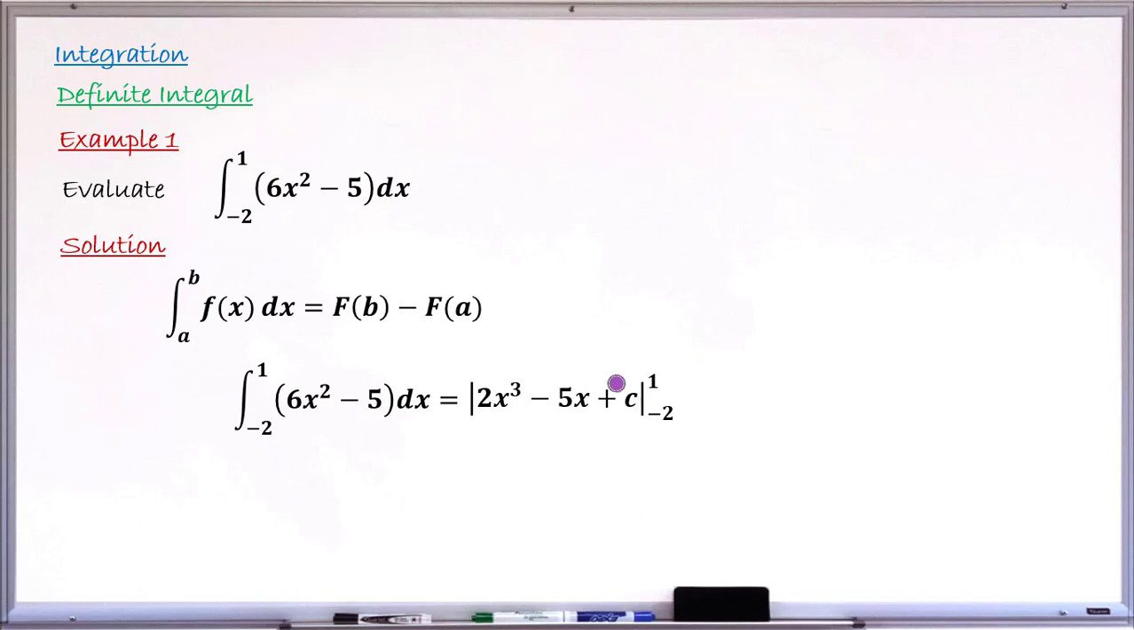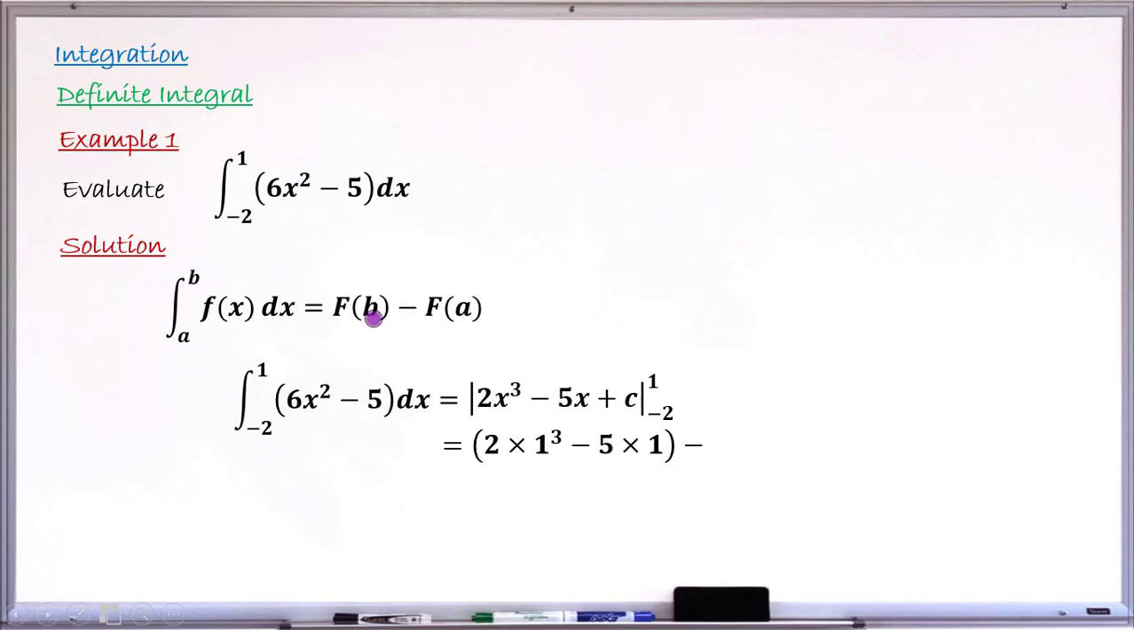So starting with the higher limit, in this case it is 1, I'm going to replace the x by 1. So I'm going to have something like this: 2 times 1 raised to the power of 3 minus 5 times 1. I have replaced this x cubed by 1 raised to 3 and replaced this x by 1. Then I'm also going to replace the x in this integral function by the lower limit, which is minus 2. This minus is for this minus in this subtraction in the formula.